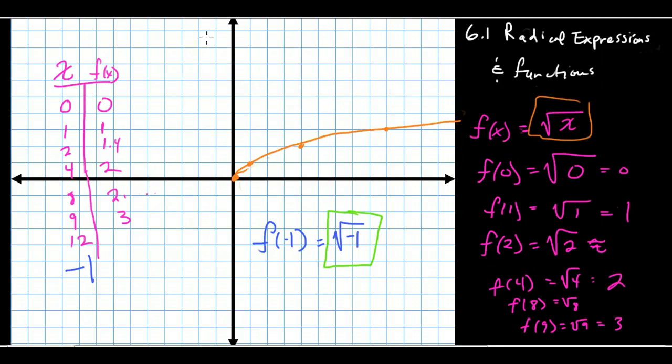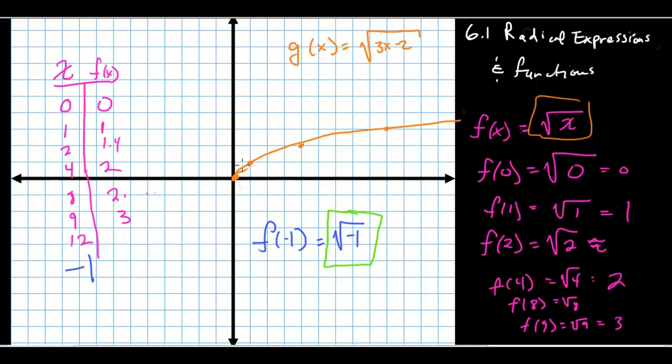We can change that function around if we did something like g of x, say, is equal to the square root of 3x minus 2. Then our graph would look a little bit different, but it would not want to go down below into the negative areas. It's going to shift this way by about 2/3. Let's do that in a different color. Shift it this way by about 2/3, and basically curve that out. Basically be the same graph.